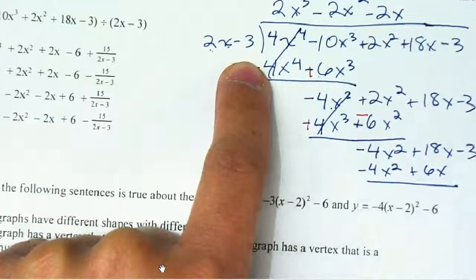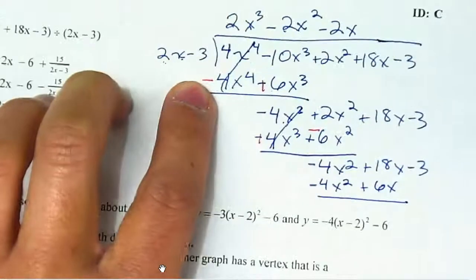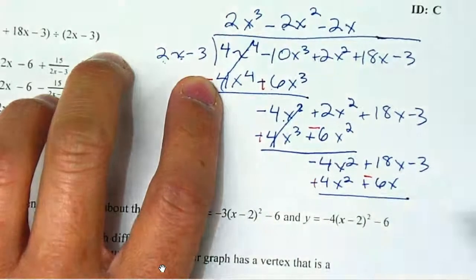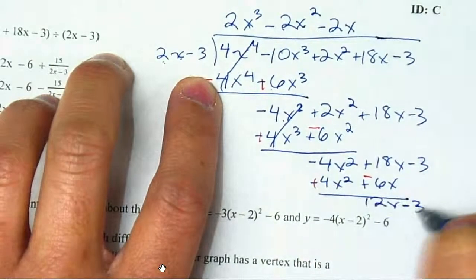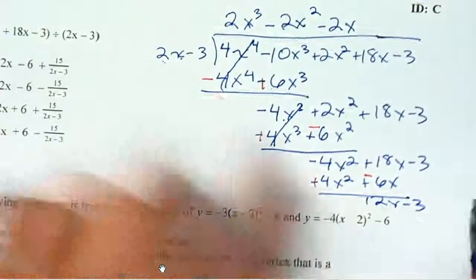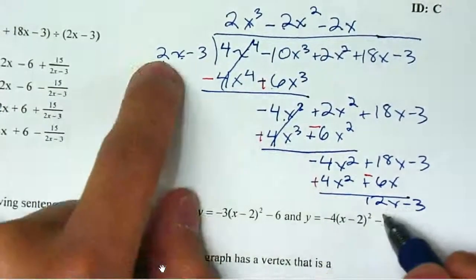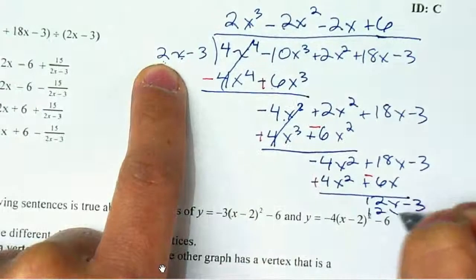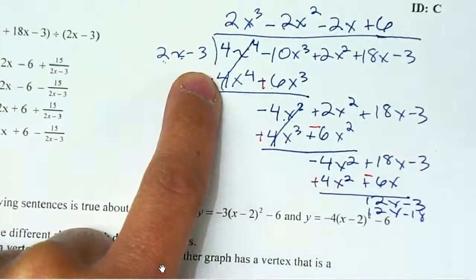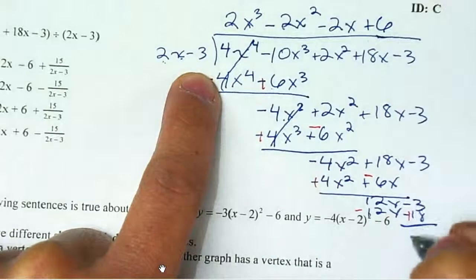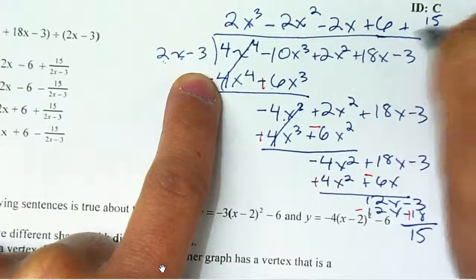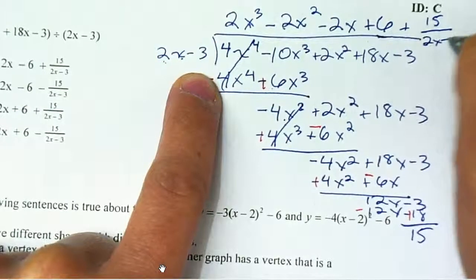And then we switch both signs and add again. So then I get positive and negative, and I'm left with 12x minus 3. So my new front is now 12x. Divide the fronts, I get 6, multiply, 12x minus 18. Switch both signs and add, and I get a remainder of positive 15. So what do we do with that? We just add it on to the end. Positive 15 over 2x minus 3.